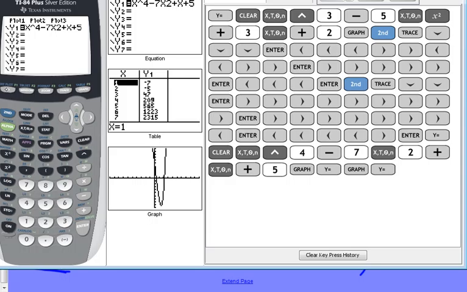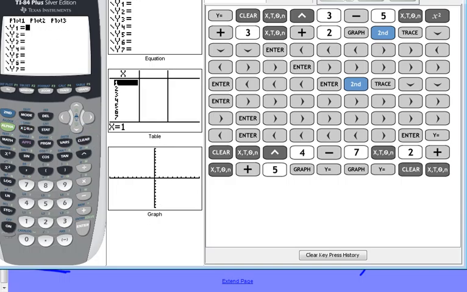Y equals, I should have x raised to the 4th power minus 7x, oh, that's where my error was. This 2 should be raised to the 2nd power. Alright, sorry about that, class. Let me start all over again here.